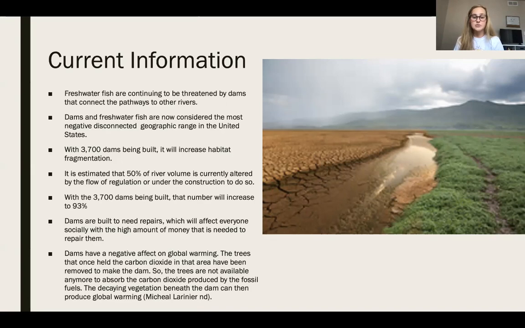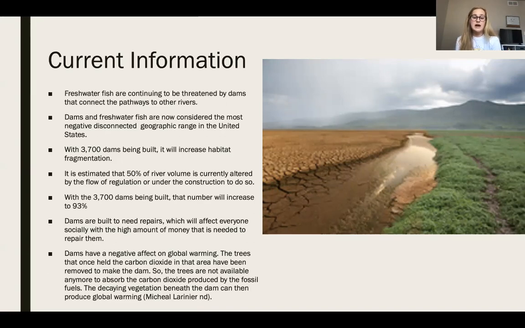And dams and freshwater fish are now considered the most negatively disconnected geographic range in the United States. Obviously, that is not a very good title, so that current information is very draining and hard to think about, but it is the reality that we are suffering with today. Currently there are 3,700 dams being built. That will just increase habitat fragmentation, like I've been talking about.